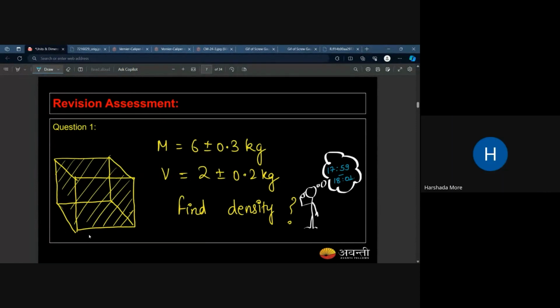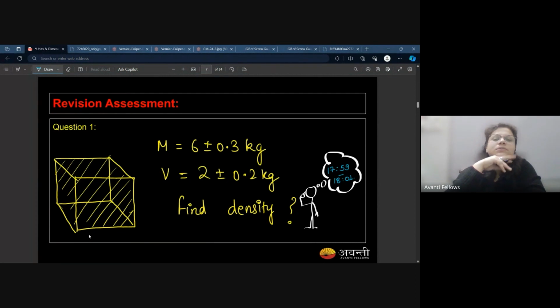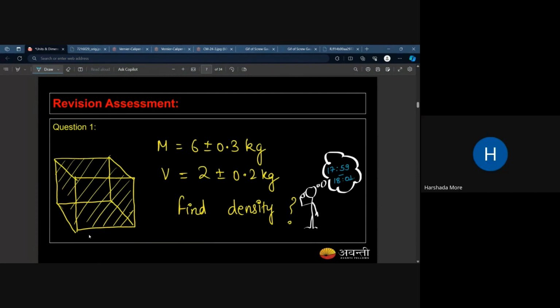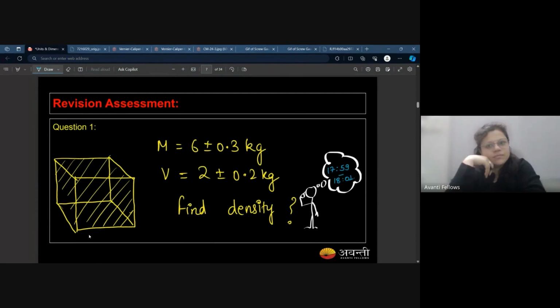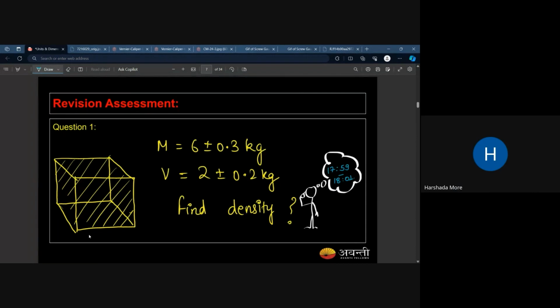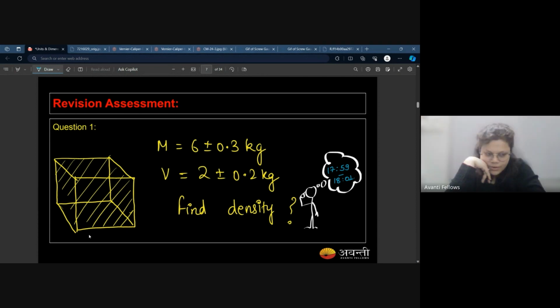Okay, ma'am, as we know the formula of density is mass by volume. Yes. So we know that in division, error should be added. Yep. So delta x by x plus delta y by y. So I did 0.3 upon 6 plus 0.2 upon 2. By making the LCM the same, my answer came 0.9 divided by 6. Okay. So can you give me the expression of density?